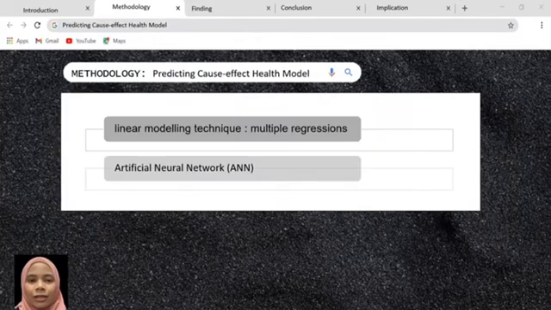We are discussing predicting the cause-effect health model. Firstly is the linear modeling technique, which is multiple regression. Secondly is the artificial neural network, which is ANN.